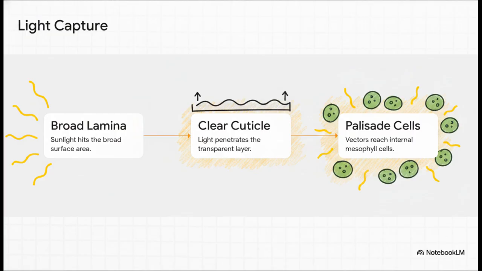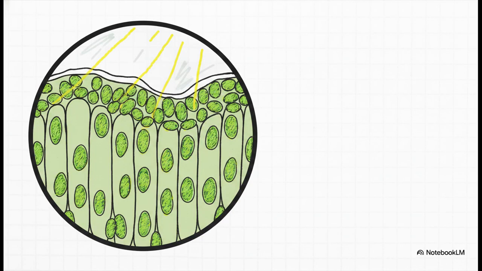It first hits that broad lamina, then it penetrates the clear top boundary you see right there, the cuticle. This layer is an absolutely brilliant biological adaptation. It's completely transparent to let light in, but physically sealed to stop water from escaping. You can see the light vectors traveling directly down into the internal cells. Look at this magnified insert bubble right here.